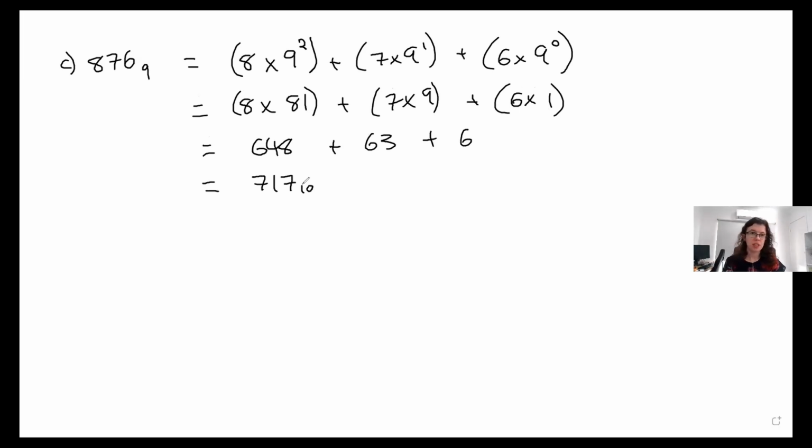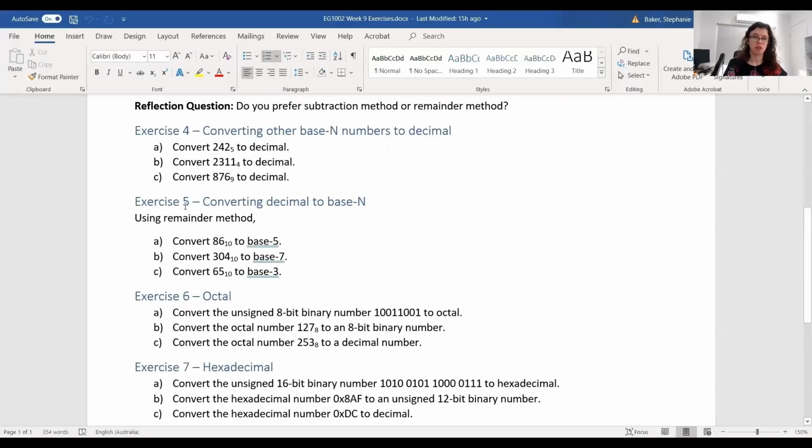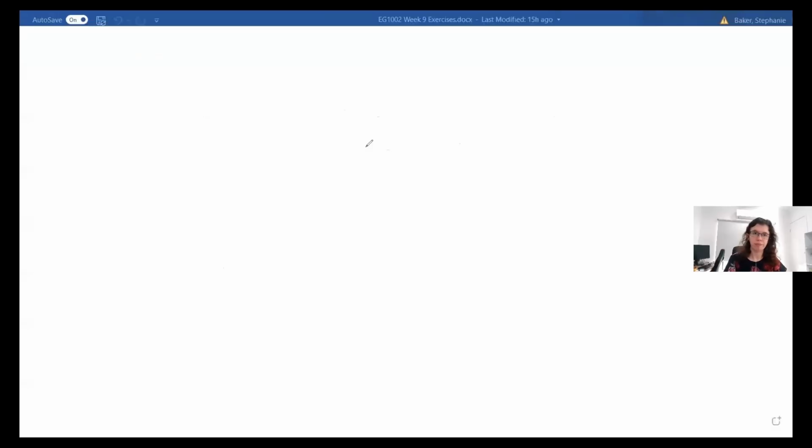So that's converting any base number to decimal. The next question looks at how we can go the other way. So in these questions, we're going to look at going from a decimal number to a base of choosing. So let's have a look at the math for that. And this one's actually just remainder method. It works the same way as remainder method for binary, except we use a different denominator because we've got a different base. So let's bring up the whiteboard and clear it all.